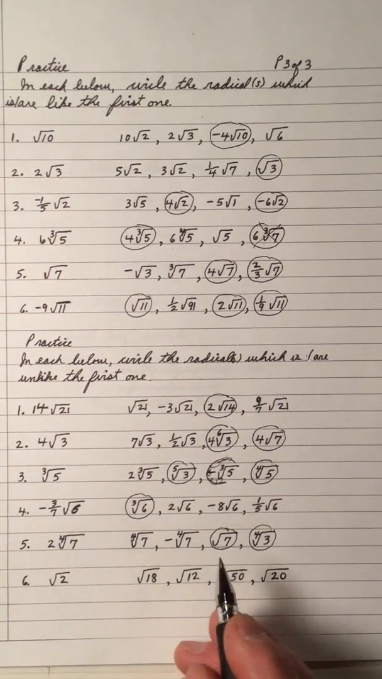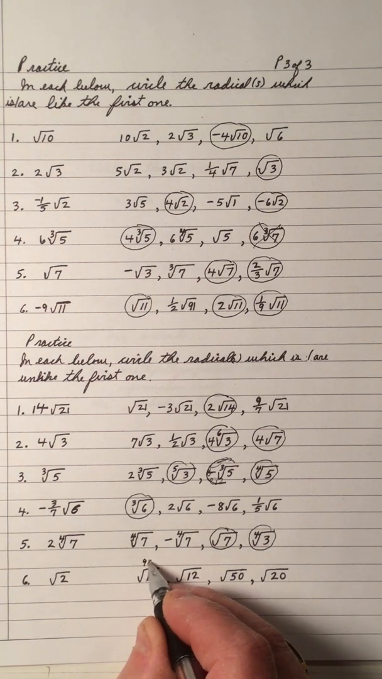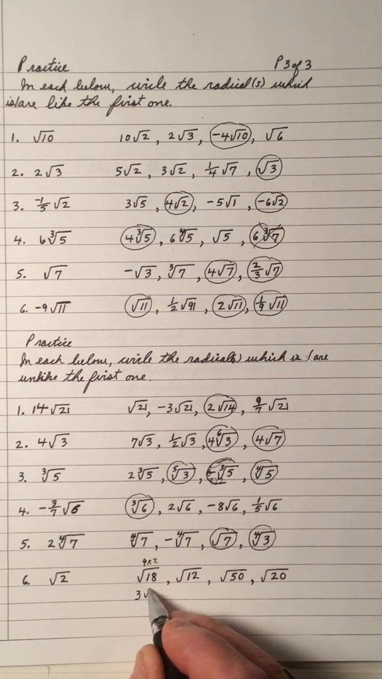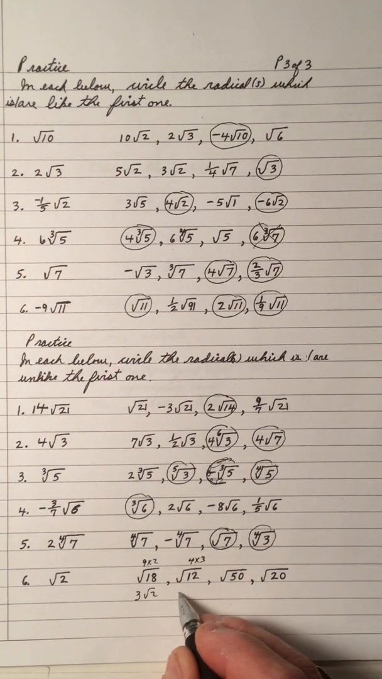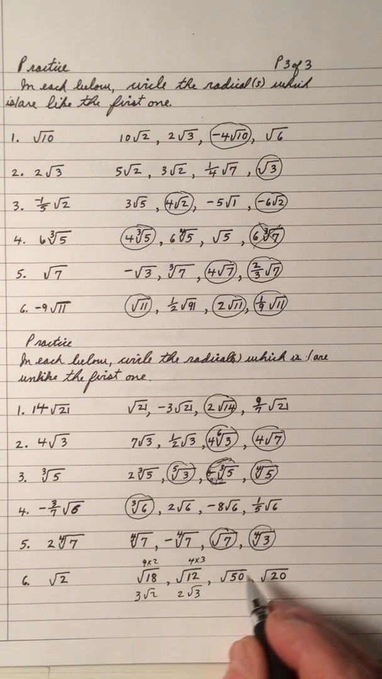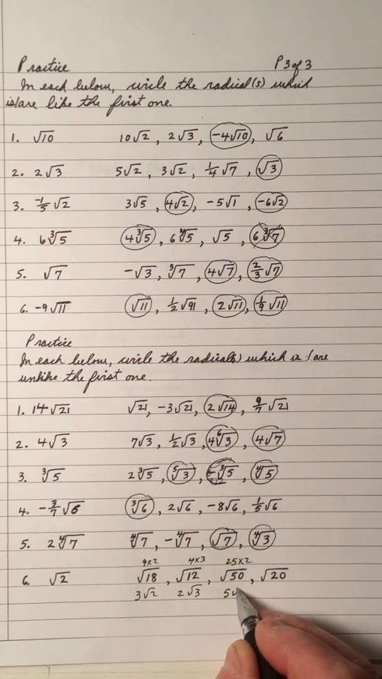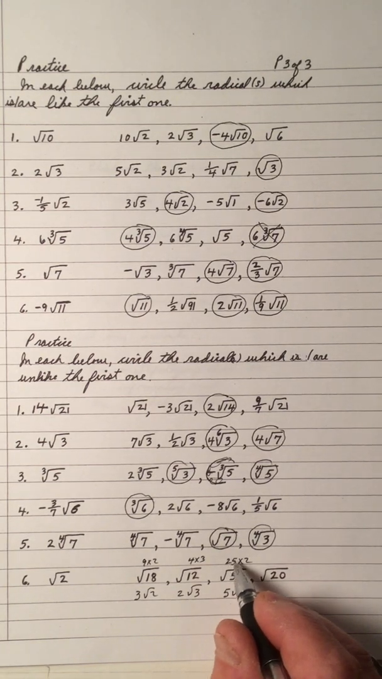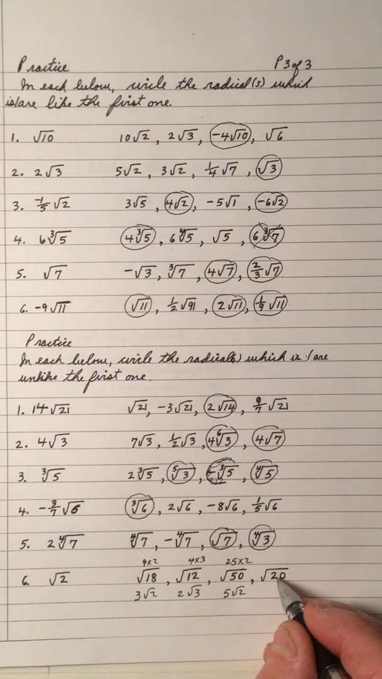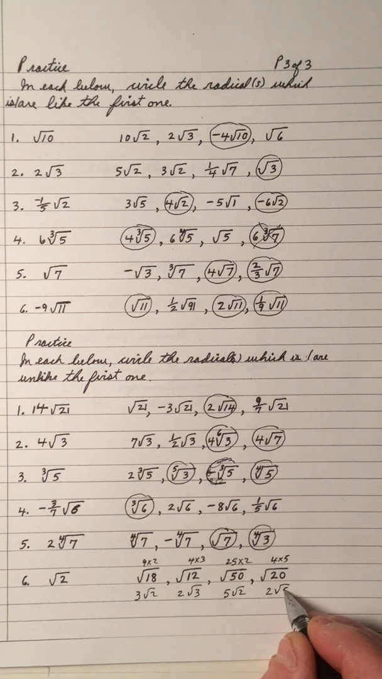Square root of 2. Well, that means we got to simplify these. 18 is 9 times 2, so that's 3 root 2. 12 is 4 times 3, so that's 2 root 3. 50 is 25 times 2, 5 root 2. Notice I'm just writing the square root of the factor that is the perfect square above it. And 20 is 4 times 5, so that's 2 root 5.